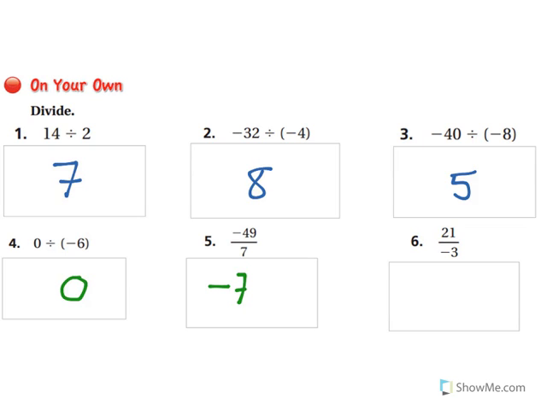Leaving us with number 6, 21 divided by negative 3. So we have a positive divided by a negative, so the answer is going to be a negative. 21 divided by 3 is 7. All right, there you go. Let's go ahead and move on to our next concept.